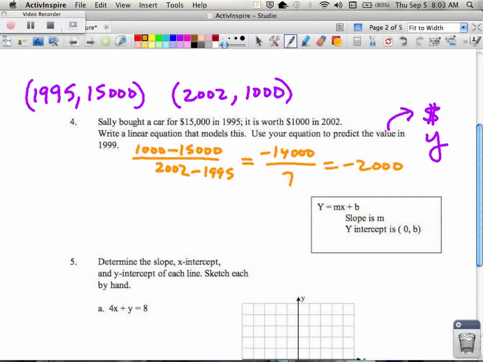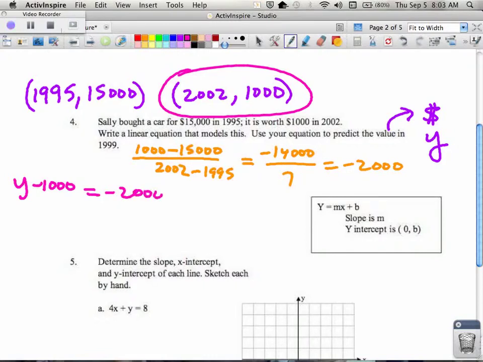What this really tells me, this is my slope. This tells me my car is going down by $2,000 each year. That's what it's telling me. If I write my equation, I'm going to use the second point because it has smaller numbers. So I would have y minus 1,000 equals negative 2,000 times x minus 2002.